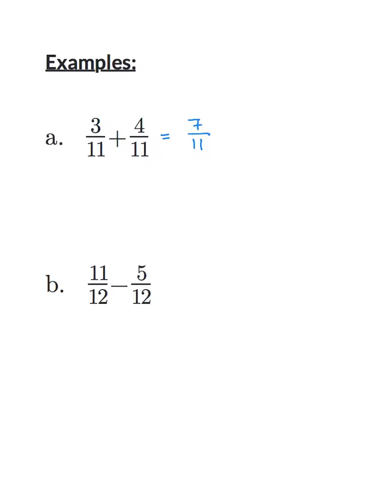For our second example, we have 11/12 minus 5/12. So same thing, I want to subtract the tops. 11 minus 5 is 6. Keep the same denominator, 12ths. So we end up with 6/12.